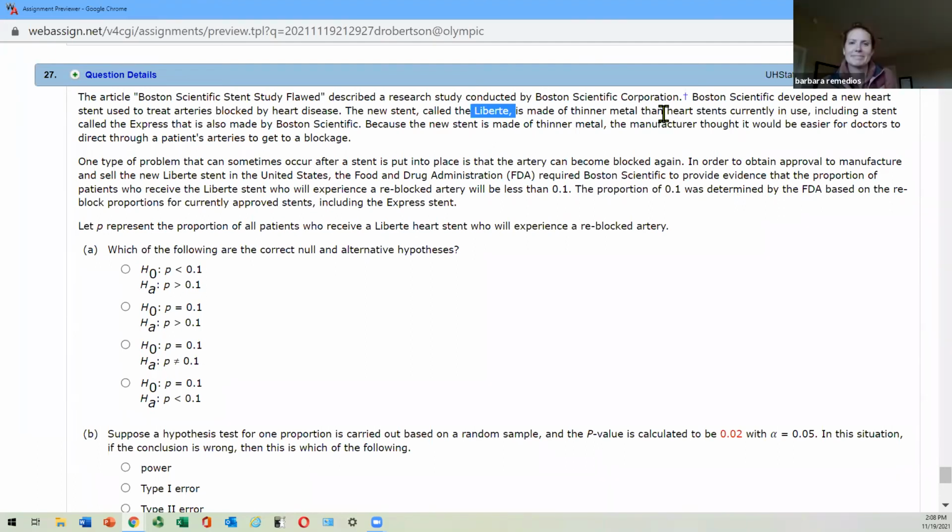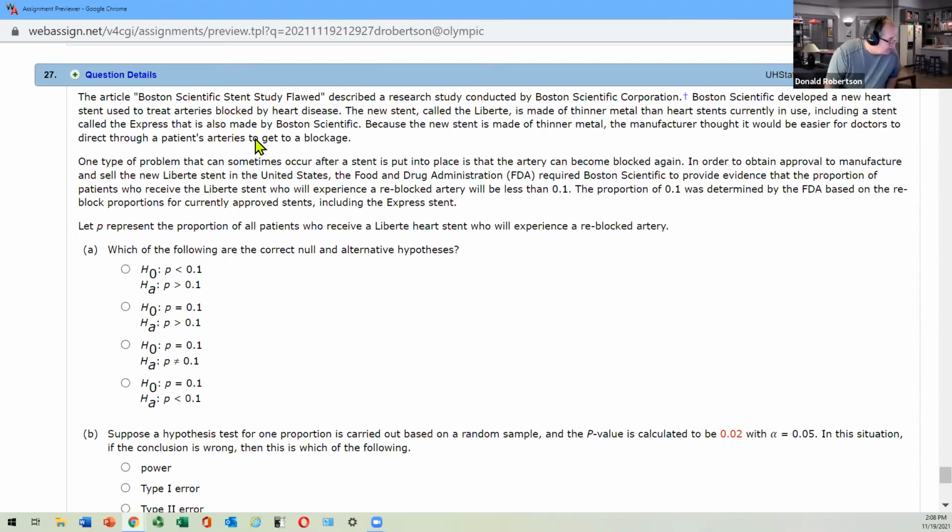I don't know. Okay. So this new one is made of a thinner metal than the normal ones that are being used, using a stent called the Express that is also used by Boston Scientific, because the new stent is made of a thinner metal. The manufacturer thought it would be easier for doctors to direct through a patient's arteries. Okay, so it's thinner, it's easier to stick in the artery, right? I guess that's the bottom line after all that reading.